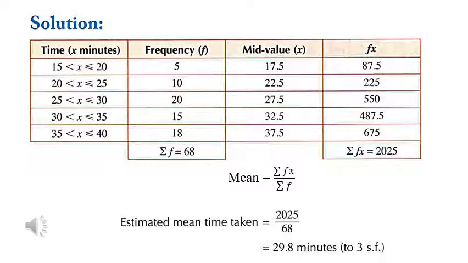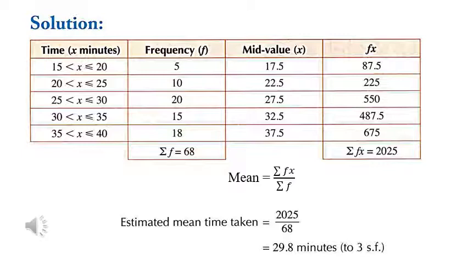I am repeating again how to find the midpoint. For example, I am going to find the midpoint of the first class, that is 15 to 20. 15 plus 20 over 2, that is equal to 17.5. So this is the midpoint of the first class interval.